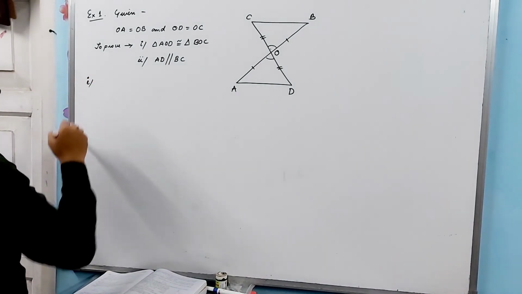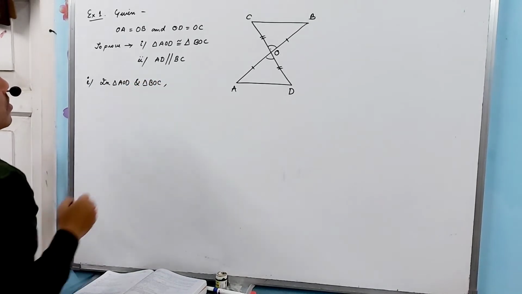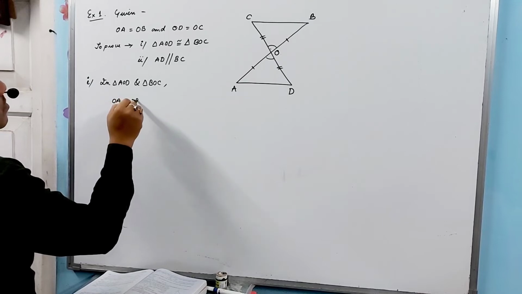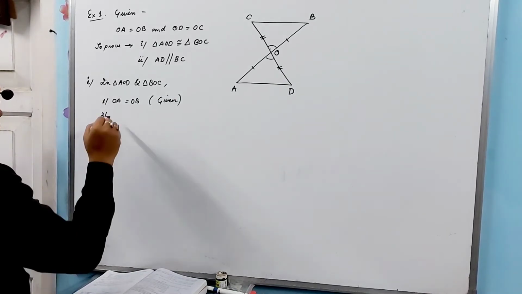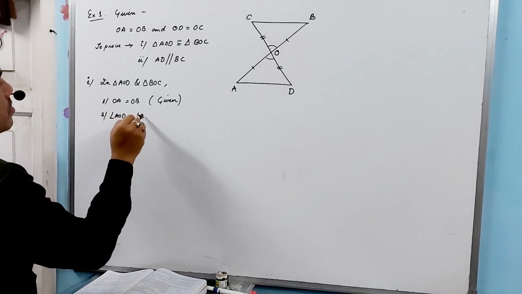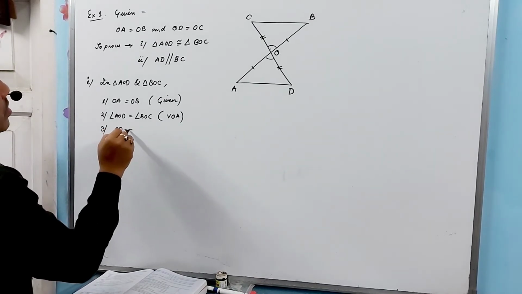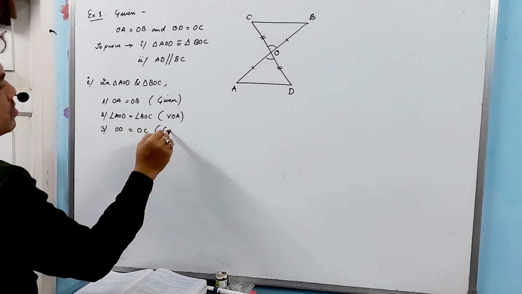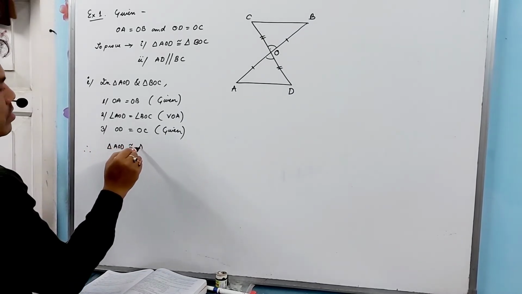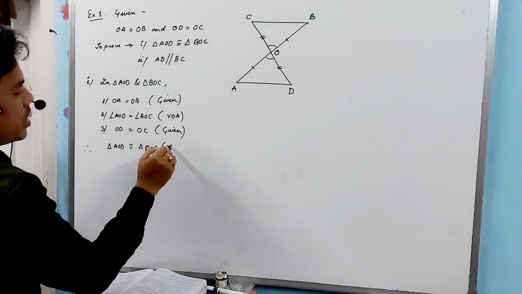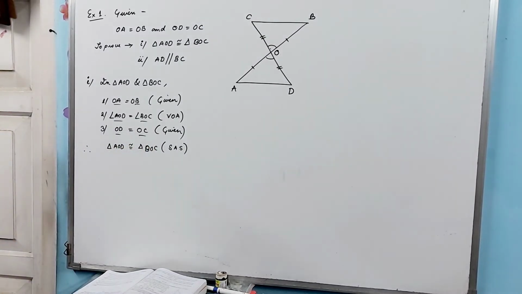Now let's start. In triangle AOD and triangle BOC, okay, number one, OA is equal to OB, it is already given. Number two, angle AOD is equal to angle BOC. Why? They are vertically opposite angles. And number three, we have OD equal to OC. This was also given. Okay, therefore, we can say that triangle AOD is congruent to triangle BOC by SAS. Okay, because they are sides, angle, and sides. Okay, alright. So the first one we have done.